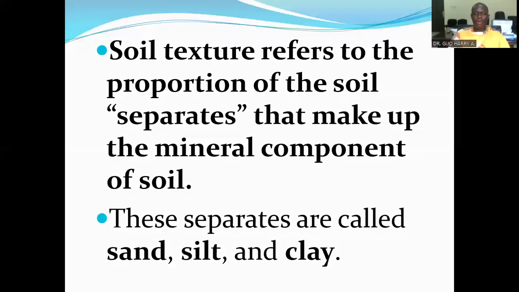What is soil texture? Soil texture basically refers to the proportion of the soil separates that make up the mineral component of soil. Most people usually have a misconception that soil texture is basically what you feel when you touch the soil. But in the scientific sense, it is the proportion of the soil separates that make up the mineral components of the soil. And the soil separates are called sand, silt, and clay.